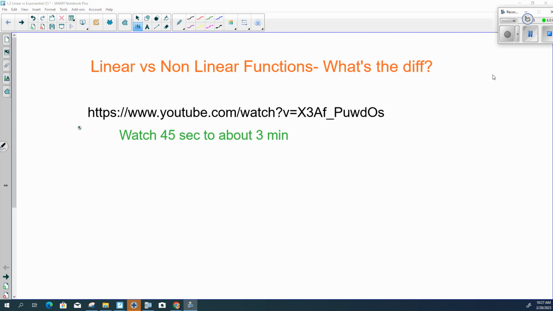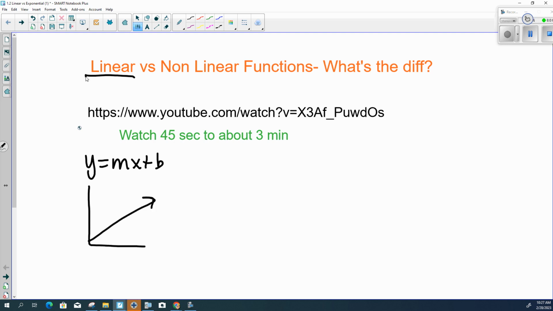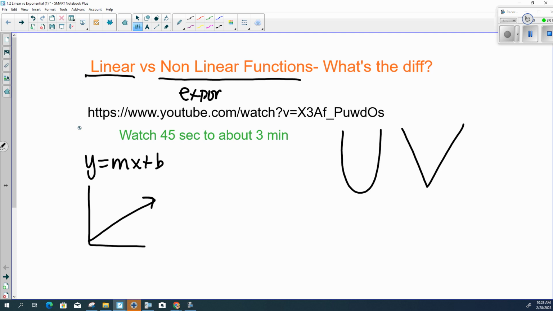Today we are going to focus on the differences between linear functions, which you're very familiar with, right? And nonlinear functions, but not just any nonlinear functions, because parabolas are nonlinear, absolute value is nonlinear. We're specifically talking about exponential functions. The hockey stick, the banana, whatever you want to call it.